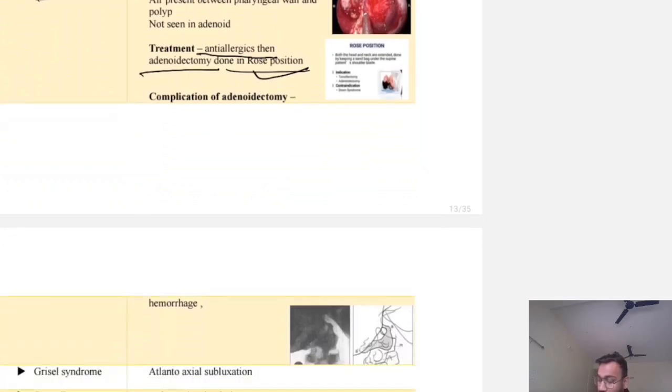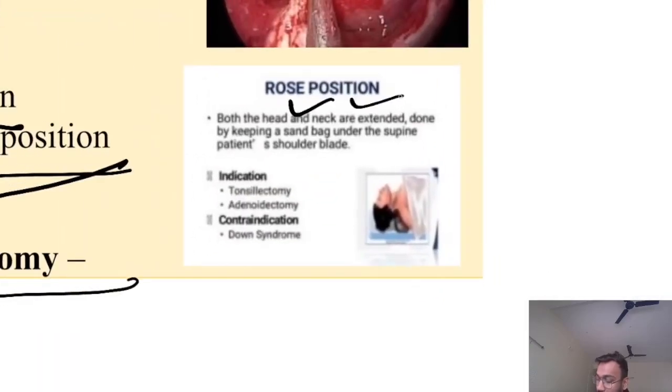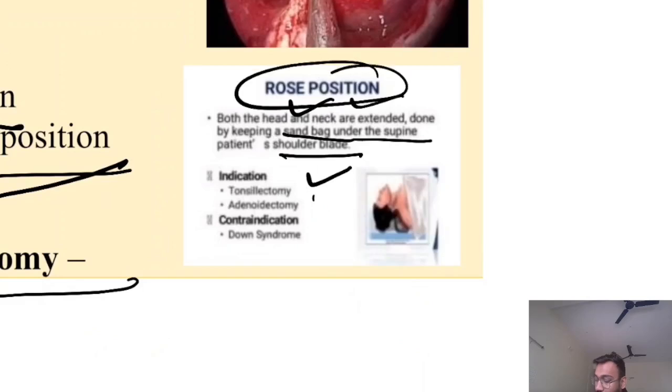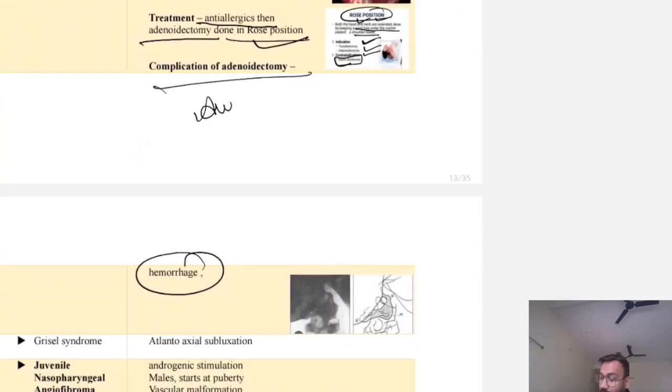Okay, so what is the complication of adenectomy? Hemorrhage, and it is done in Rose position. Both head and neck are extended by keeping a sandbag under the shoulders in the supine position. Okay, the indications for Rose position are tonsillectomy and adenectomy. And what is the contraindication? It is Down syndrome. So you have to understand this is the difference between antrochoanal polyp and adenoid. Okay.